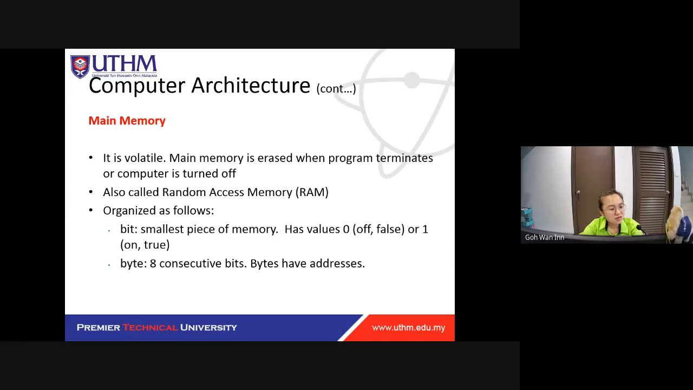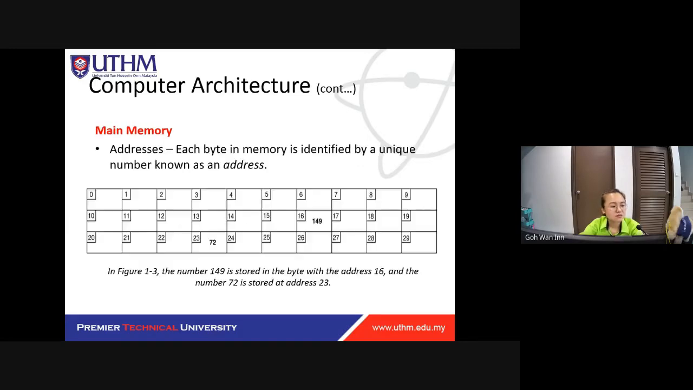The bit is the smallest piece of memory. It has a value of 0, for false, or 1, for on or true. So 0 is false and 1 is true. Then a byte is eight consecutive bits. Bytes have addresses, so this is the example. Each byte in memory is identified by a unique number known as the address. So you will have the address for each byte.